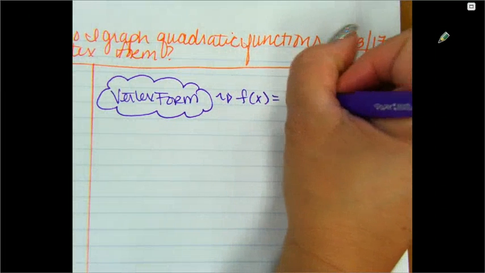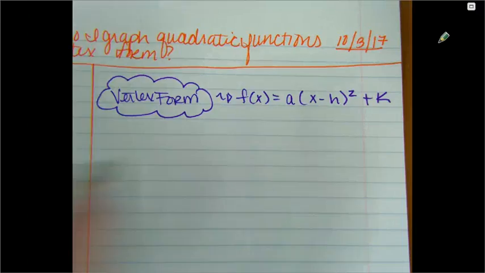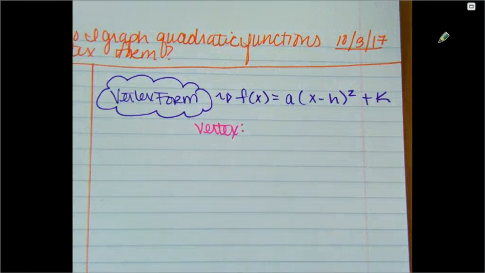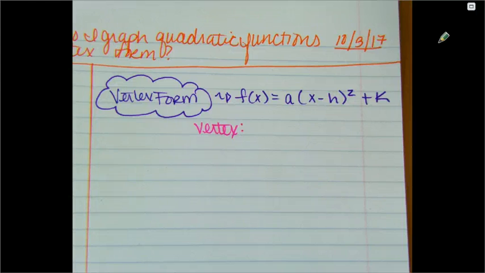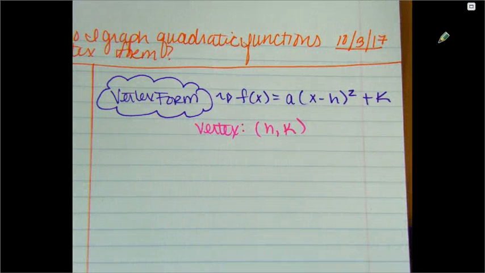All right, vertex form is f of x equals a times x minus h quantity squared plus k. When you see vertex form, that means you can get the vertex. Hence why it's called vertex form. What is the vertex? It's h comma k. H is always what? Opposite. K is always the same.